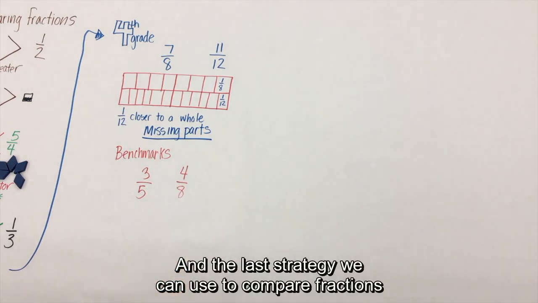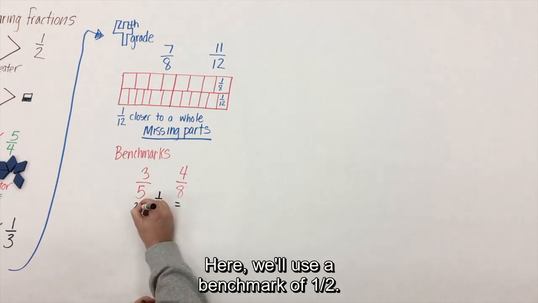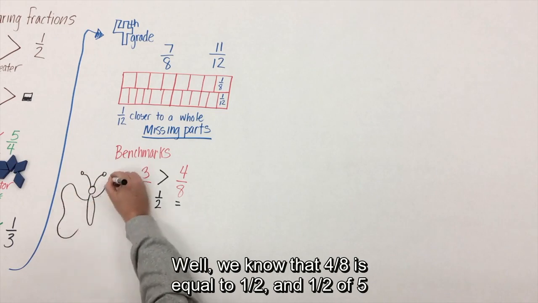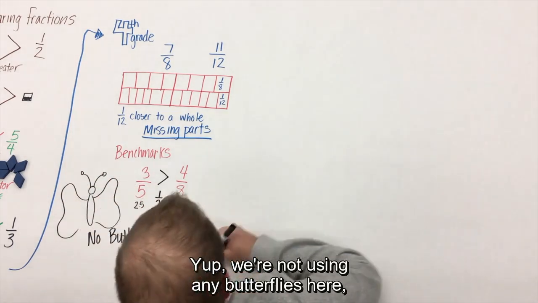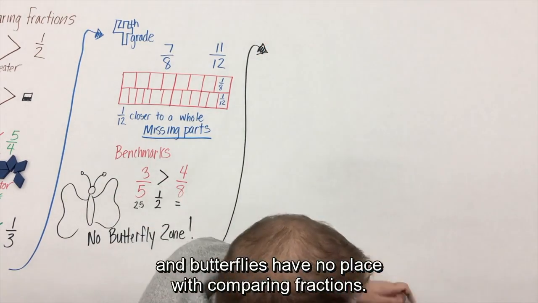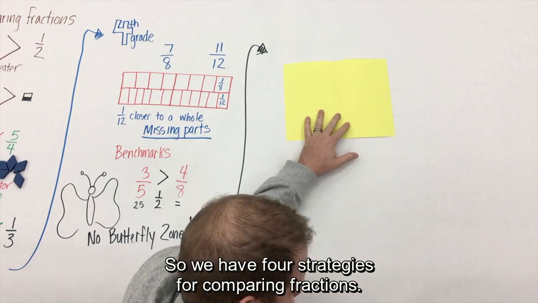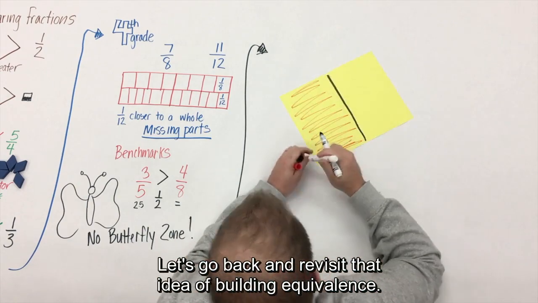And the last strategy we can use to compare fractions is with a benchmark. Here we'll use a benchmark of a half. Well, we know that 4/8 is equal to a half, and half of 5 is 2.5. Yep, we're not using any butterflies here, and butterflies have no place with comparing fractions. So we have 4 strategies for comparing fractions, but let's go back and revisit that idea of building equivalence.